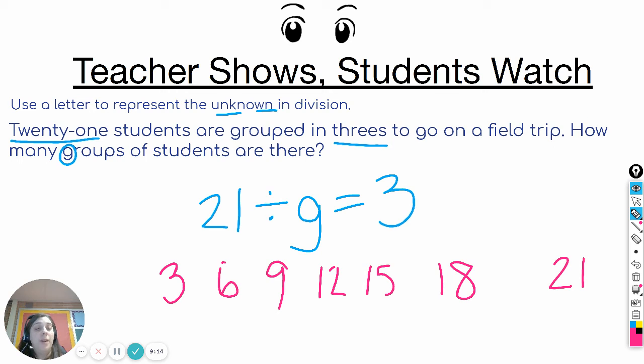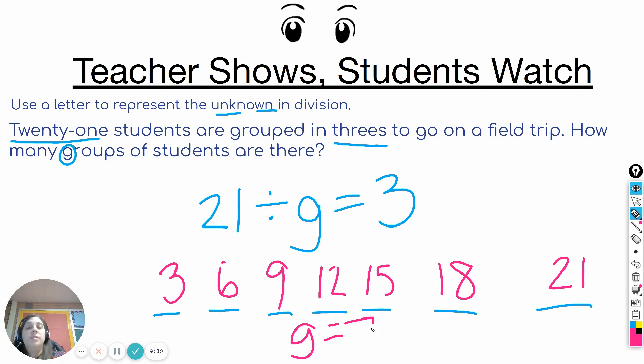Now I have to figure out how many times I had to skip count. 1, 2, 3, 4, 5, 6, 7. I had to skip count by threes 7 times to get to 21. So G equals 7.